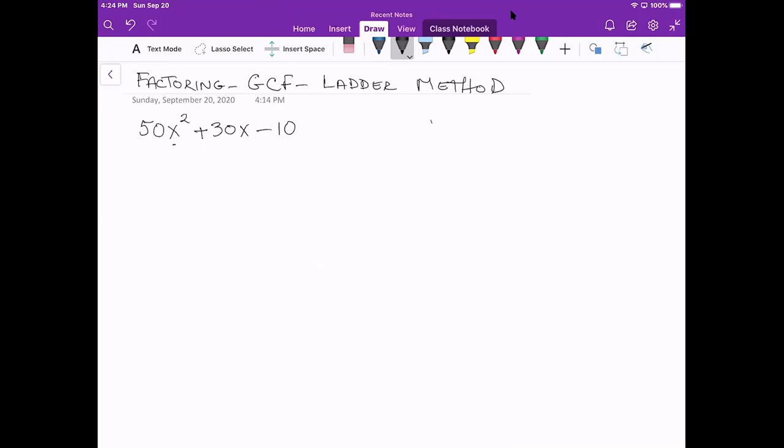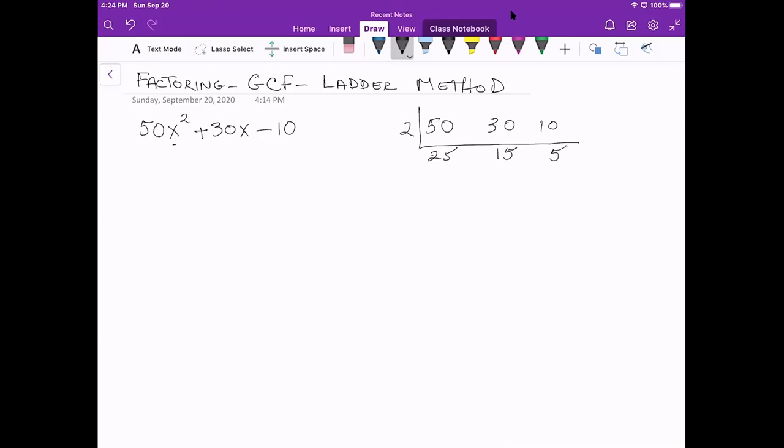So I'm going to write every single coefficient. Leave a little space between them so you know that they're separate. I'm going to do an L here, big L, for a ladder. And now I know they're all even, so I'm going to put a 2 here. 2 into 50 is 25. 2 into the 30 is 15. And 2 into 10 is 5.